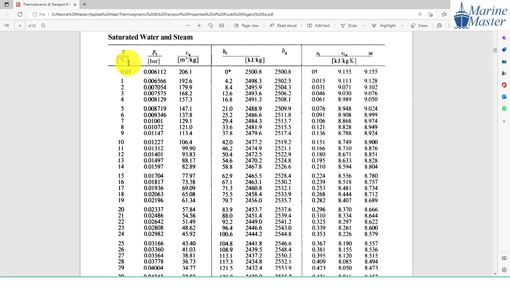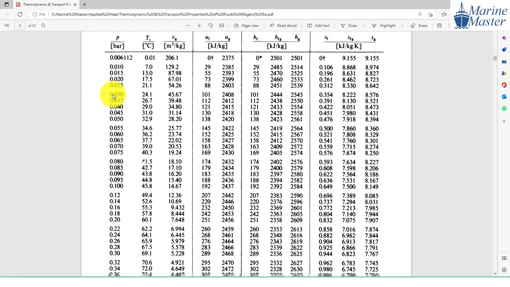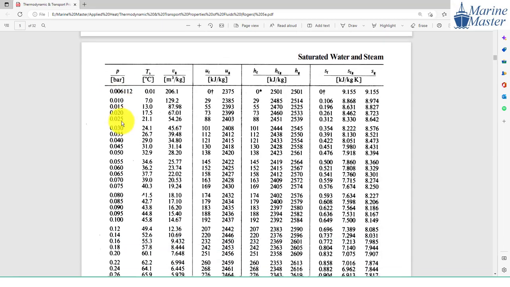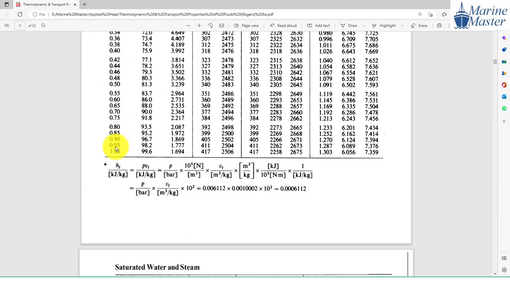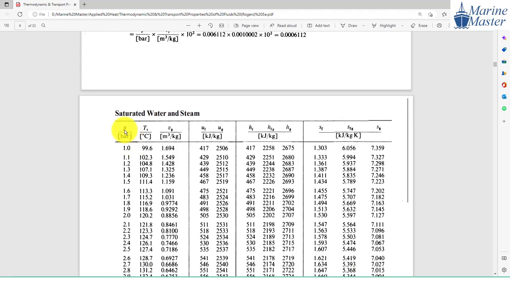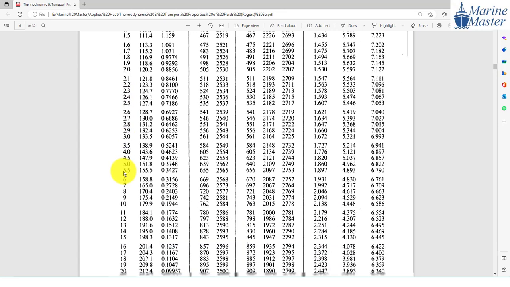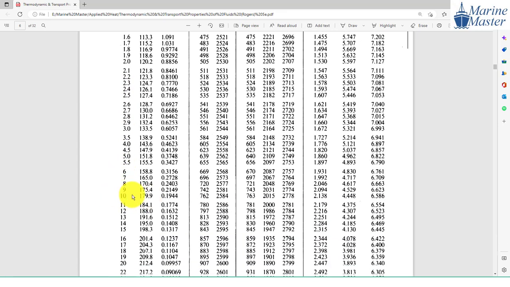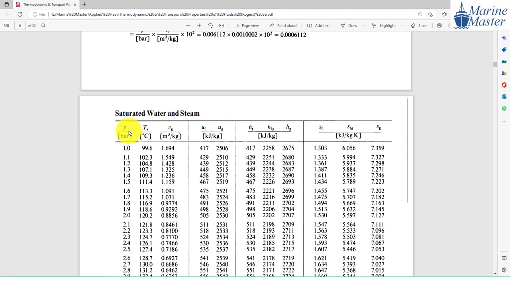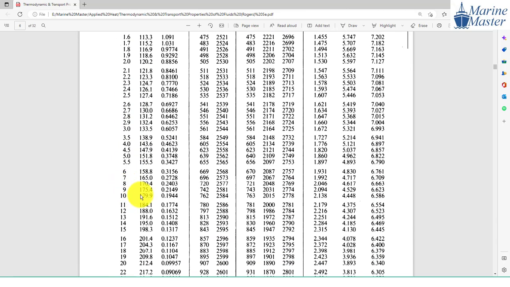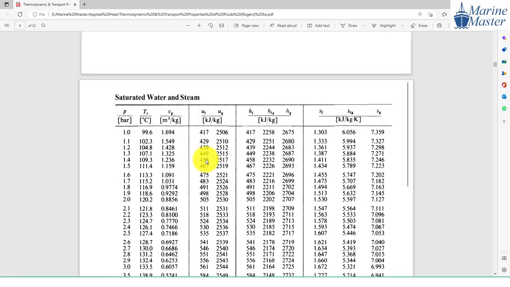We have to see the table in which the first column must be the pressure column. Is 10 bar here? No, this goes up to 1 bar. So see the third table. Pressure in bar, 1 bar, and so we got 10 bar here. Observe here, pressure 10 bar and the corresponding value of HF.